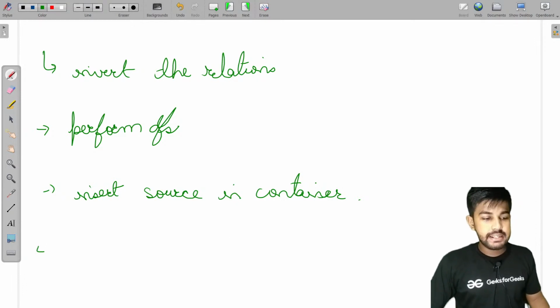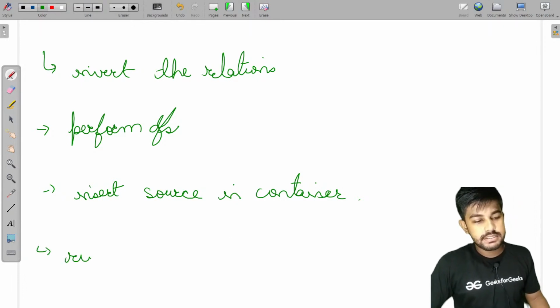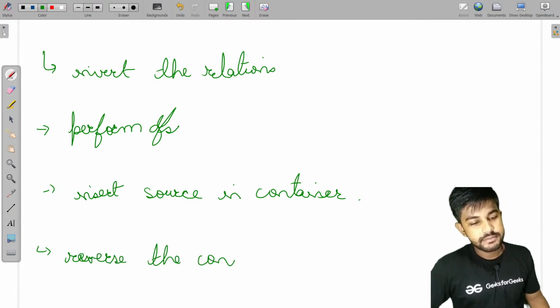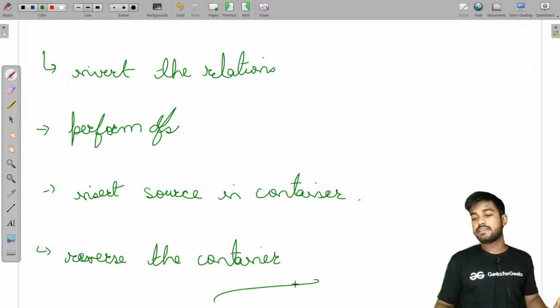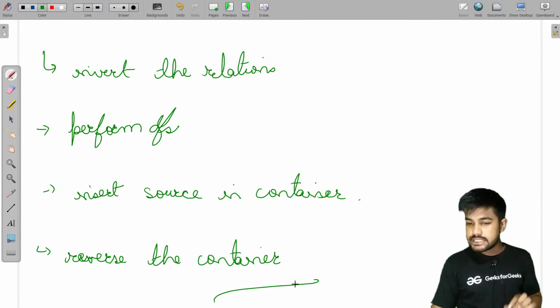Okay, and then reverse the container. This is it. If you do just this thing, your topological sort would be done. This is the simplest step of topological sort.